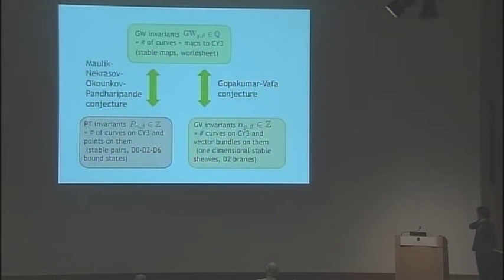So this is a rough explanation of these three invariants, where the Gromov-Witten invariant, which I denote by GW_β, is, roughly speaking, the virtual number of curves together with maps to a given Calabi-Yau threefold. Such a map is called a stable map mathematically, and physically they correspond to world sheets.